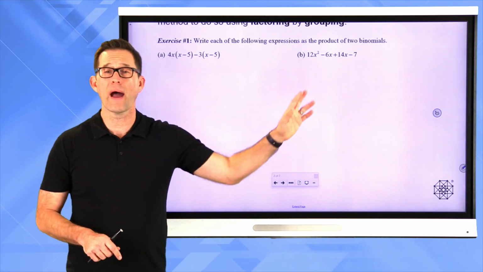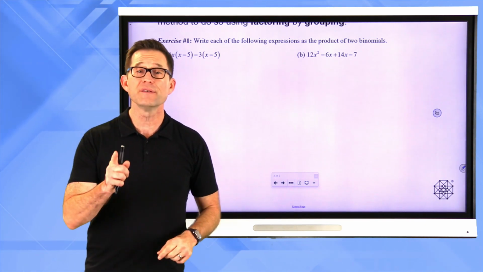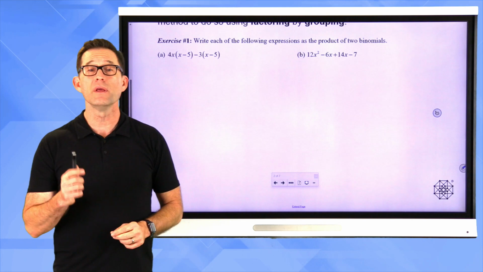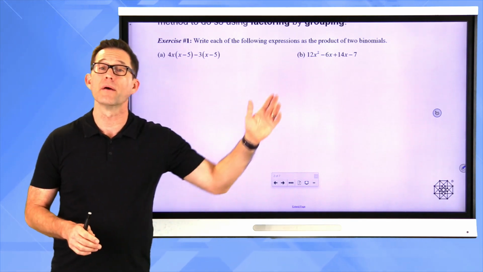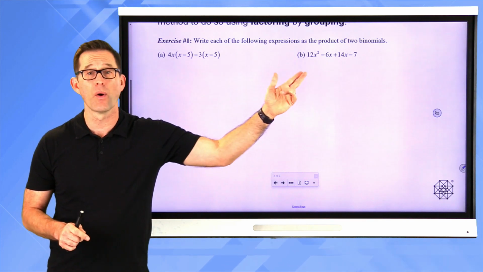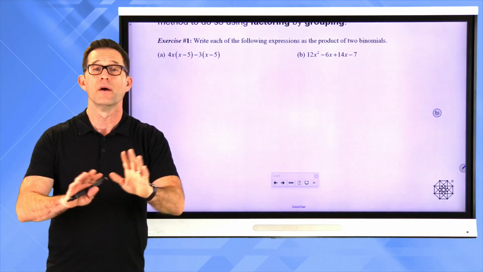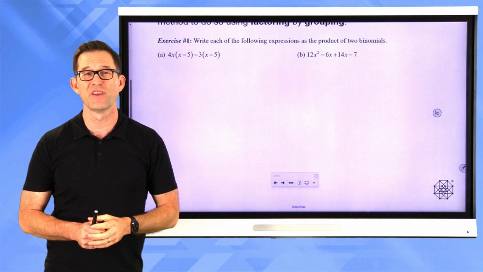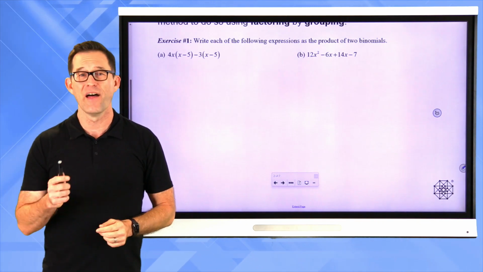Now, if you don't know how to do letter B yet, then this is not the lesson for you. You need to know how to do factoring by grouping before you do this lesson. All right, so if you're like, I have no idea what he means by factoring by grouping, go back, look at our previous video, learn that technique, and then rejoin us.